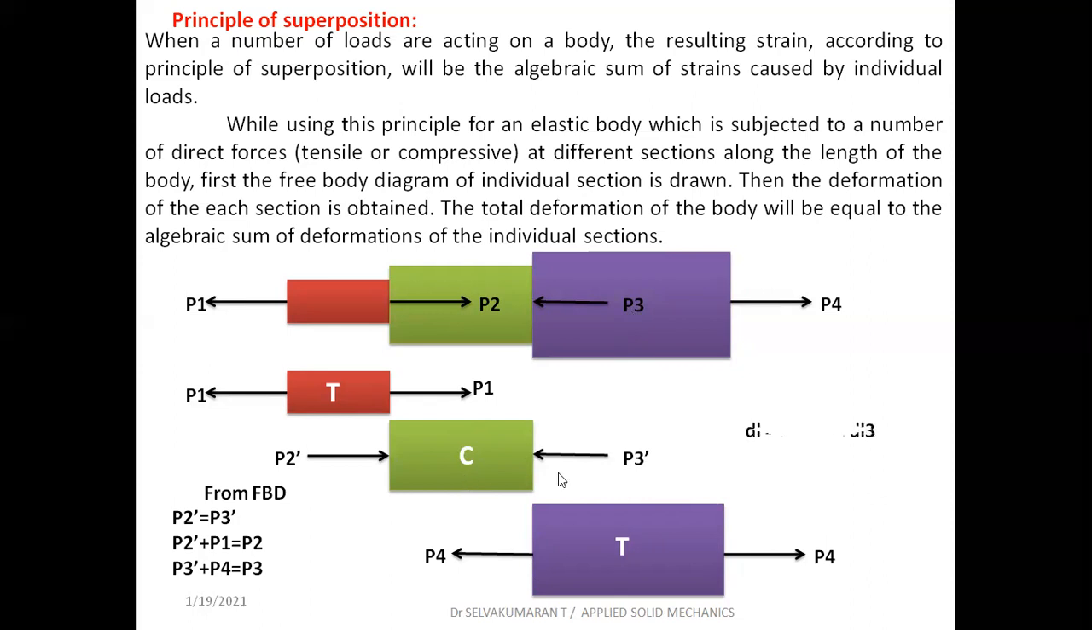Now how to find the total change in length? dl is equal to dl1. dl is PL by AE formula. Here P is nothing but P1 into L1 by A1 into E. Here why I am getting negative means compression, minus P2 dash into L2 divided by A2 into E, plus third section force is nothing but P4 into L3 divided by A3 into E. That's nothing but will give you the total elongation of this assembly. Thank you.